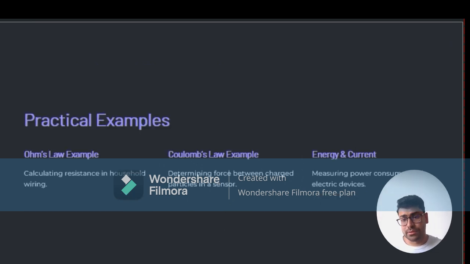Practical examples. Ohm's law example: calculating resistance in household wiring. Coulomb's law example: determining force between charged particles in a sensor. Energy and current: measuring power consumption in electric devices.